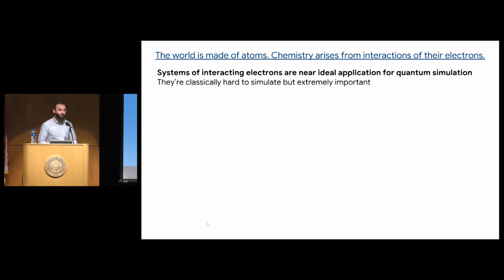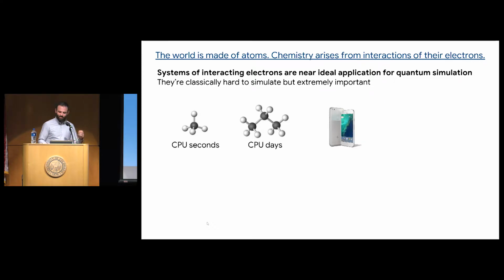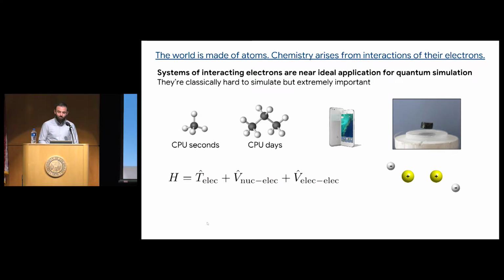So we already did this sort of background about quantum chemistry in the previous talk, so maybe I'll go through this pretty quickly. But systems of interacting electrons are very hard classically, and they're important. It takes a long time to simulate molecules. There are good applications like making better OLEDs for the pixels in your Pixel, or scientific applications like what's going on with superconductivity.